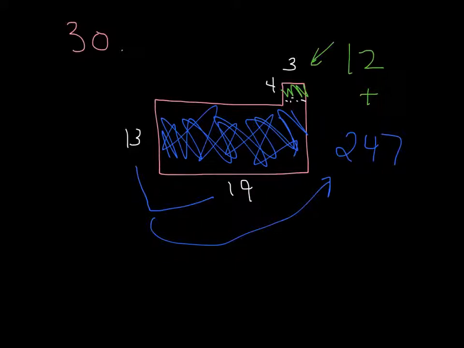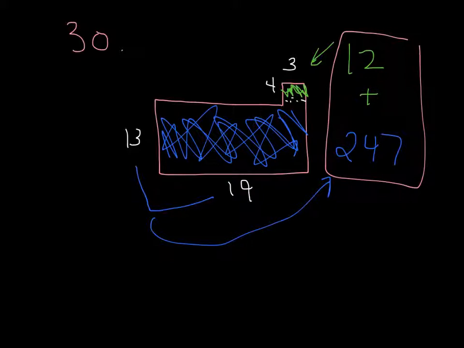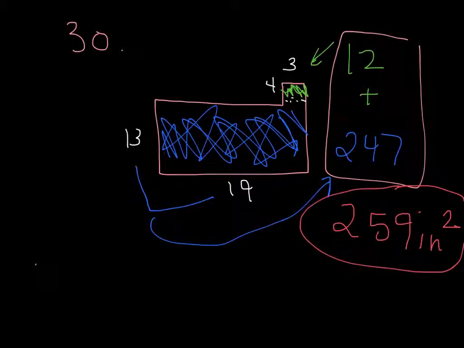And the area inside here is 12. So we need to add these two guys together. So 247 plus 12 gives us a final answer of 259. And what is it? It's inches squared. So don't forget that square, because it's area.